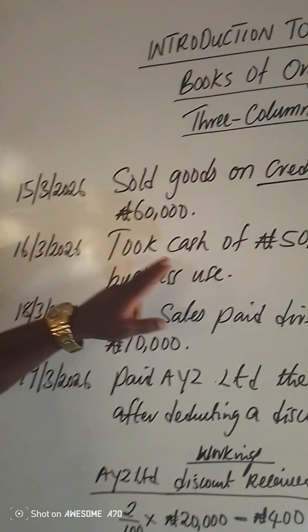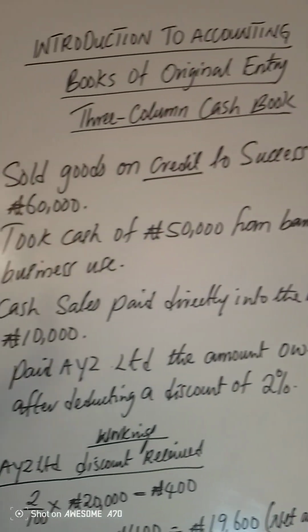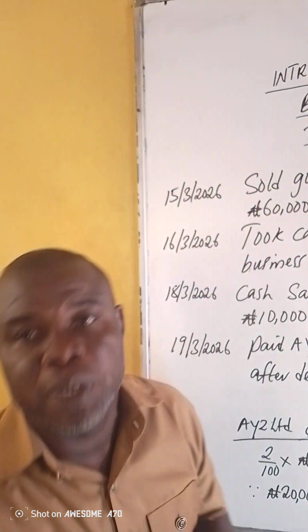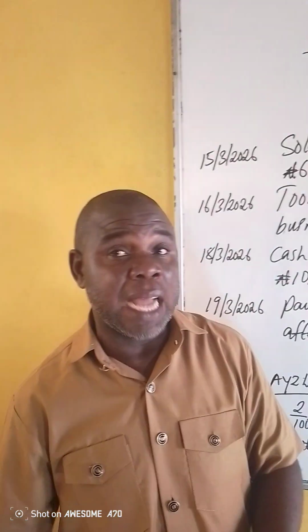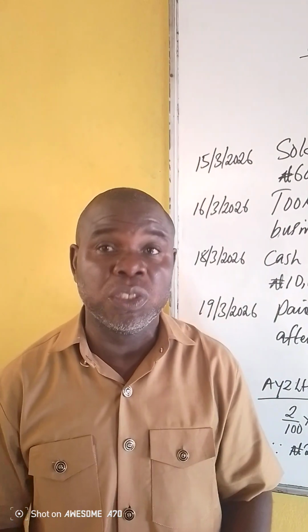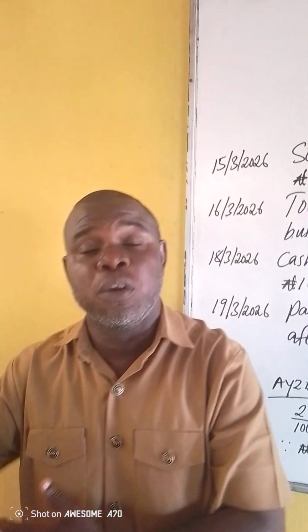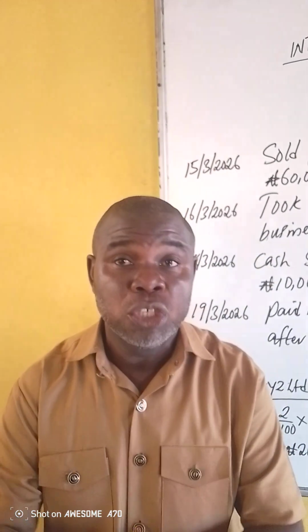They will now say: took cash of 50,000 from bank for business use. This is what is called a contra entry. We are taking money from the bank for business use. That is where bank is giving and cash is receiving. Mind you, I told you that a contra entry is an entry whereby either money moves from the bank into the business or from the business to the bank. And here, the purpose should not be mentioned.